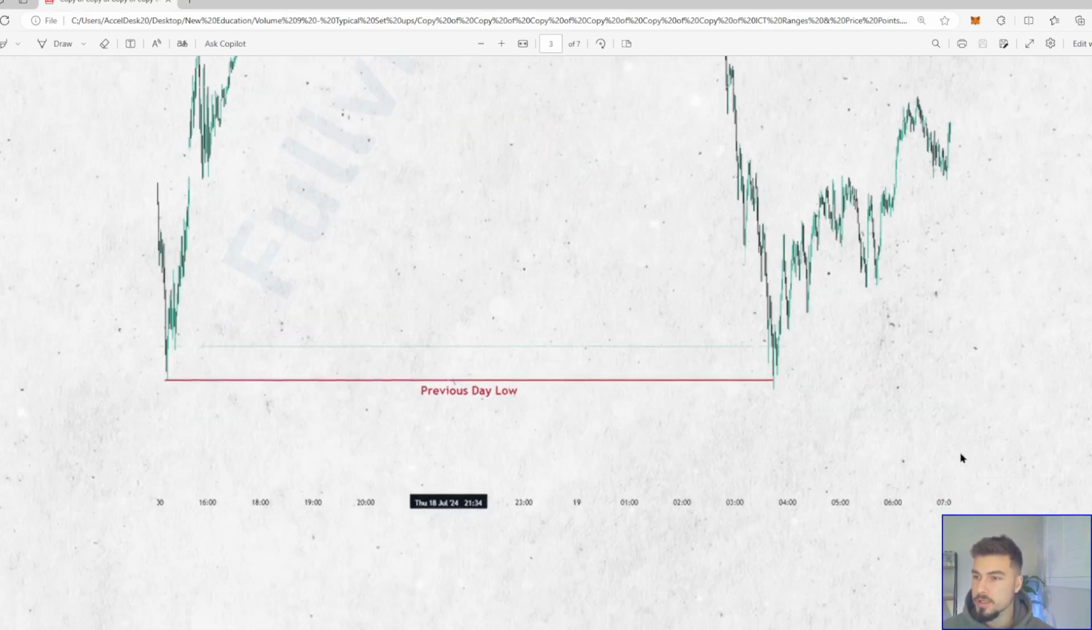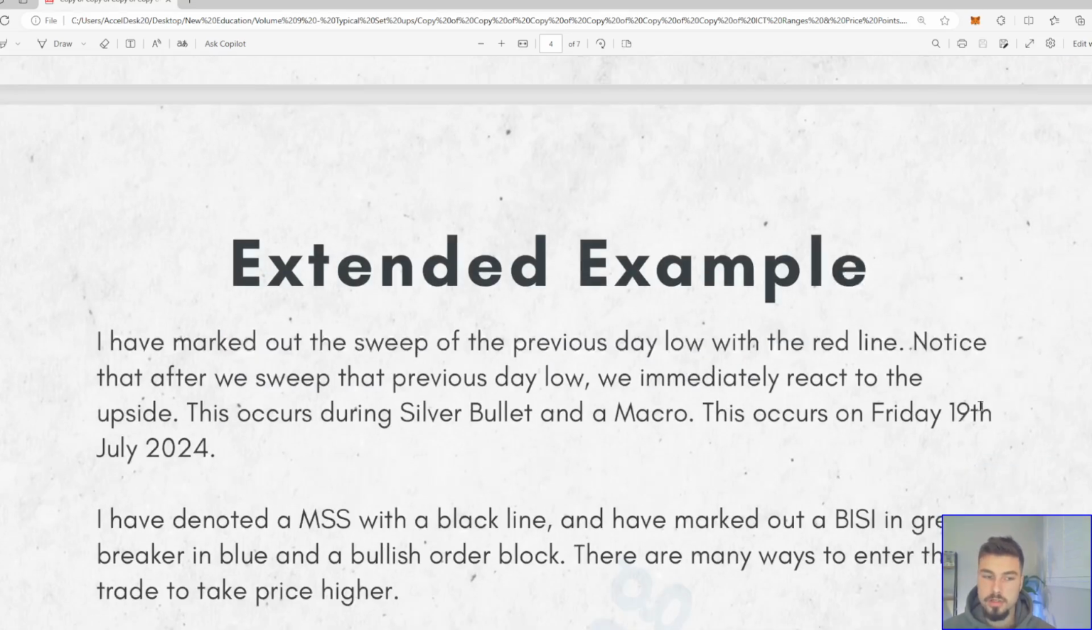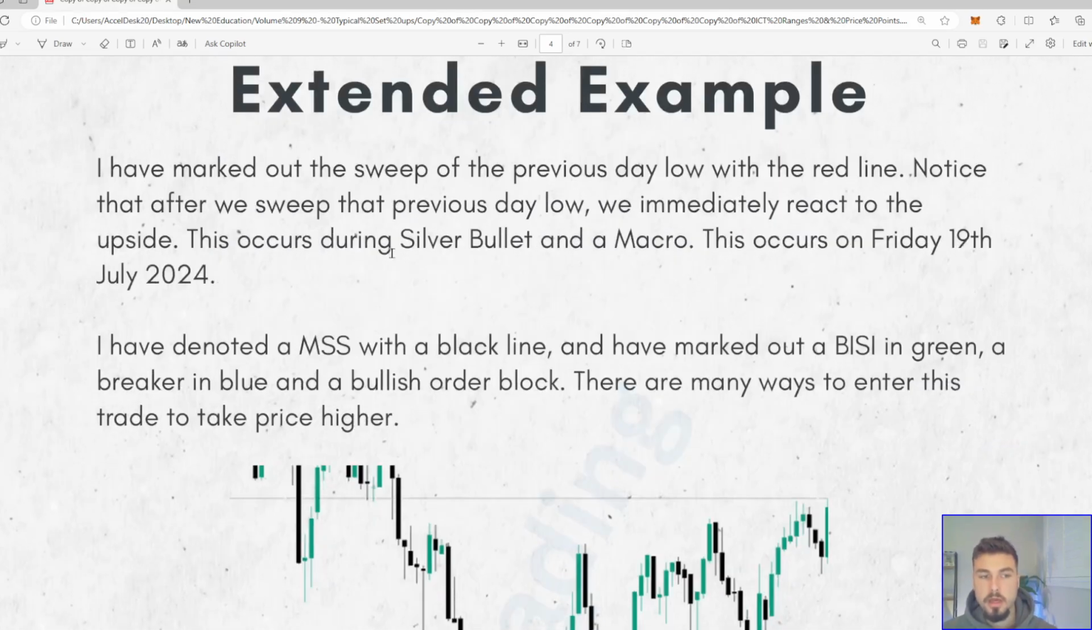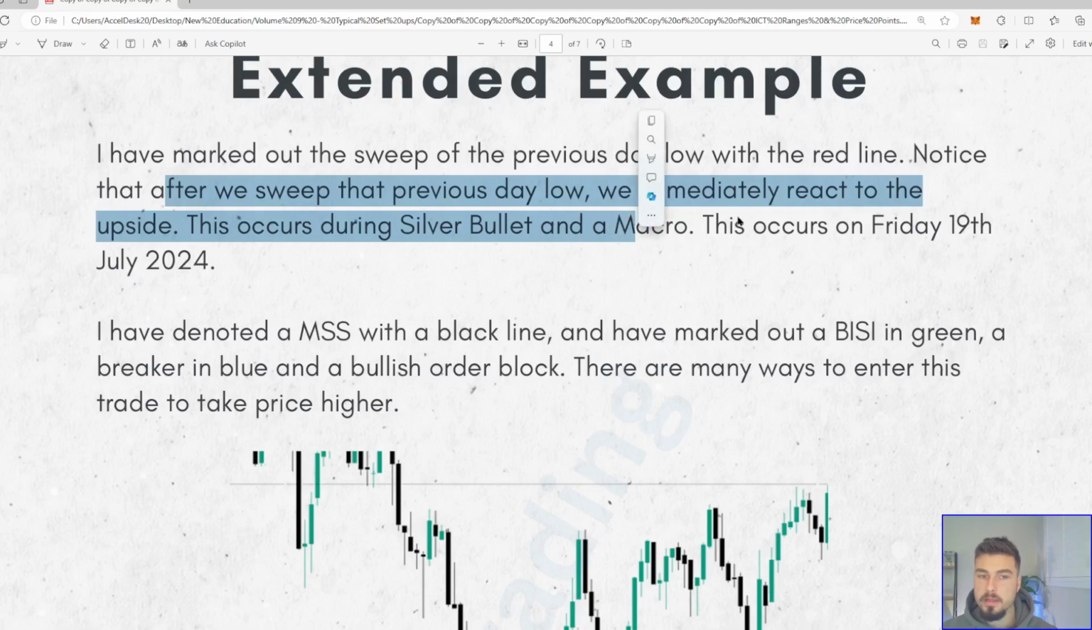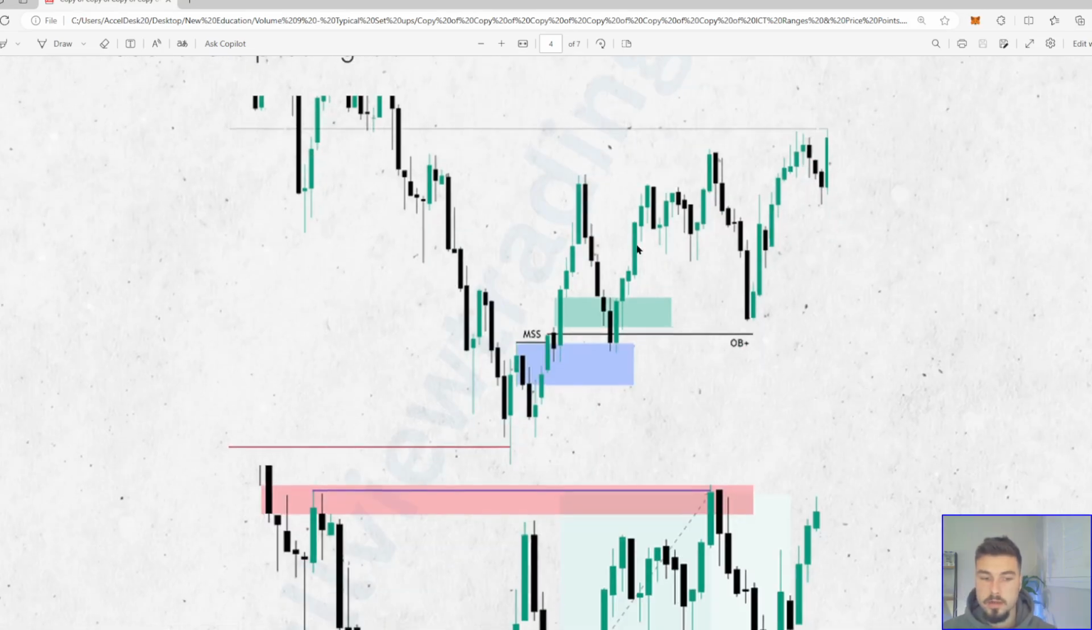And when you get that reaction, look for the entry models, or the PD arrays to potentially enter from. Again, notice that after the sweep of the previous day low, we immediately react to the upside, and it occurs during silver bullet and inside the macro. I think it's the 350 to 410, or it could be the 250 to 310, but it occurs inside a macro. And as you guys know, that is solely what I trade.